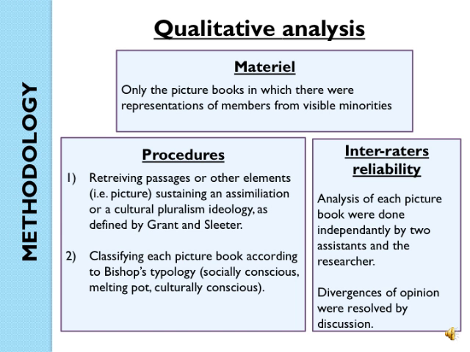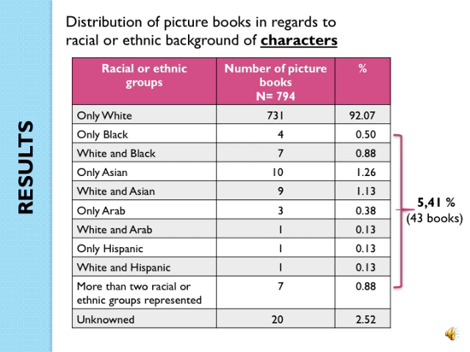As for the second part of the study, we took only the picture books in which we found representation of visible minorities. That was the qualitative analysis. Those picture books were scrutinized in order to find elements of ideologies, first as defined by Grant and Slater, and after that as defined by Bishop. The analysis of each picture book was conducted independently by the same 3 intercoders, and divergences of opinion were resolved by discussion. We can now see the results of our study.